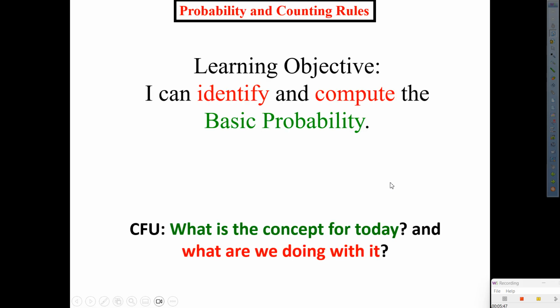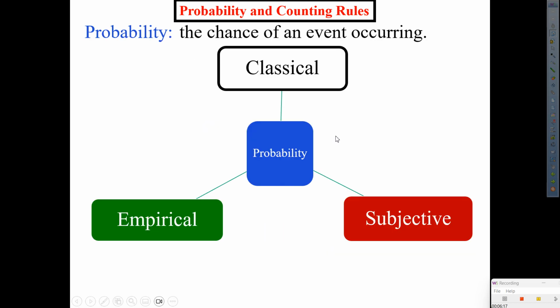Get a Cornell note ready, please. And here we go. I can identify and compute the basic probability. Like I mentioned before, we're still in the middle of the introductory phase. We're moving on slowly but surely. And we already got into the portion where we start with the rules. Last session, 2 sessions ago, we did addition rules.